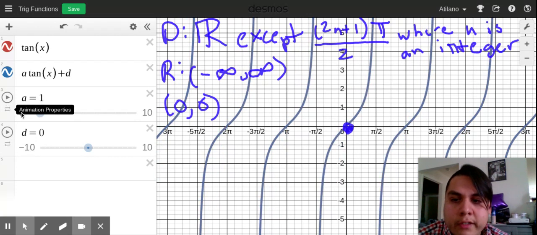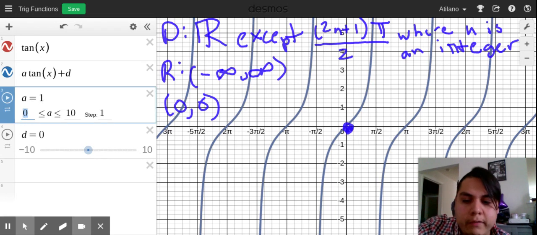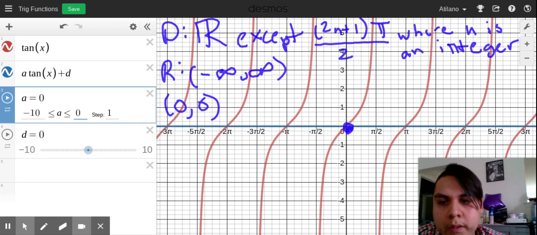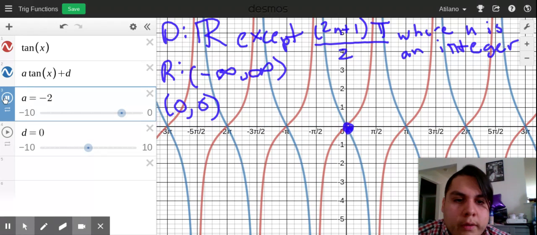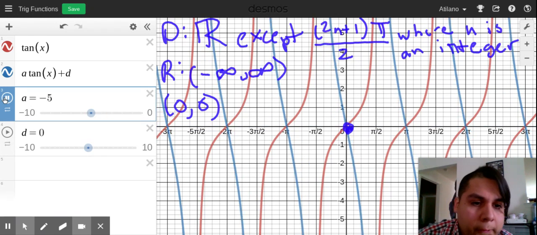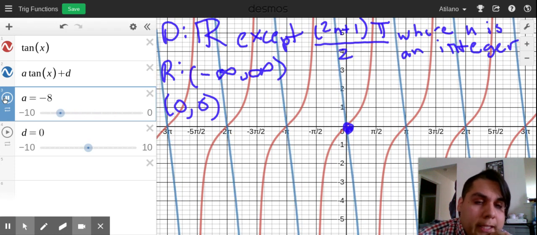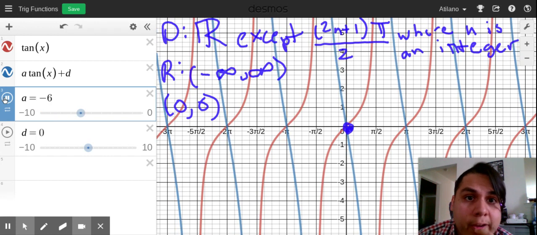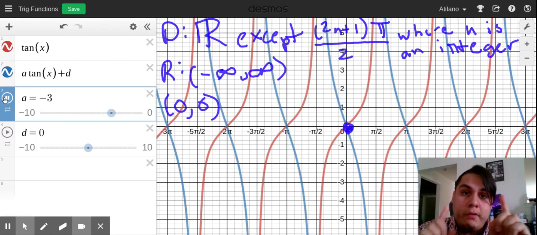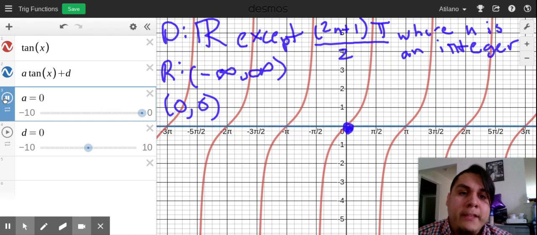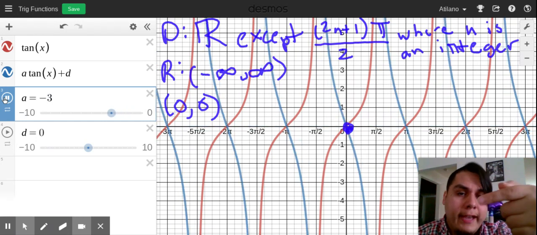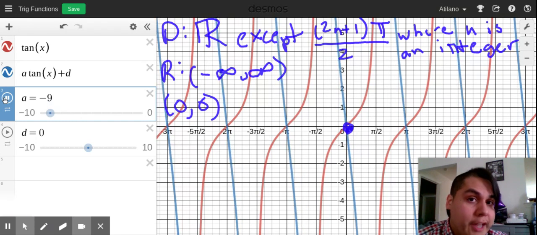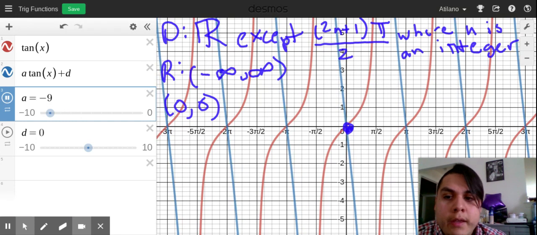If I change it so that it becomes negative, so negative 10 to 0, lo and behold, it's a reflection over the x-axis. So remember how I told you with the sine graph, it looks like it's a reflection of the y-axis? It's not. It's always a reflection over the x-axis. That's what the negative multiplier does when it's outside the parent function, right?